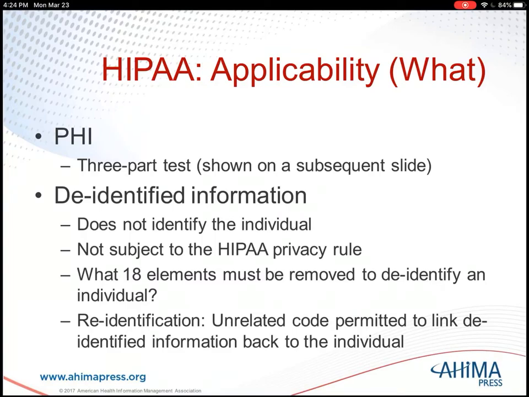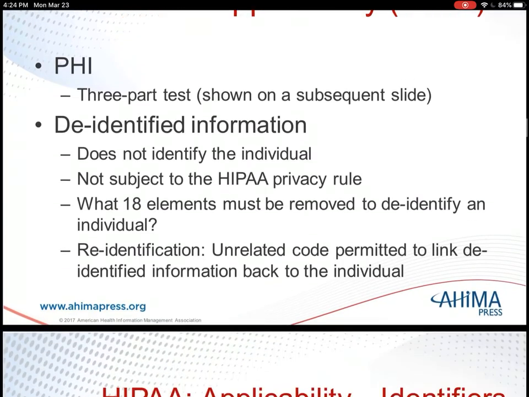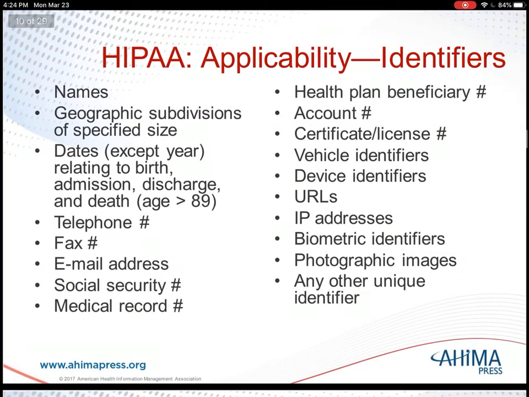Now, a covered entity can remove certain elements to ensure that a patient's information is truly de-identified. Now, there are 18 elements. This is called the safe harbor method. If these 18 elements are removed from electronic information, then that patient information is truly de-identified. Okay, so it's on our next slide, and it's on the bottom of page 214.